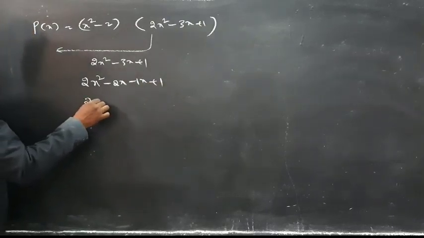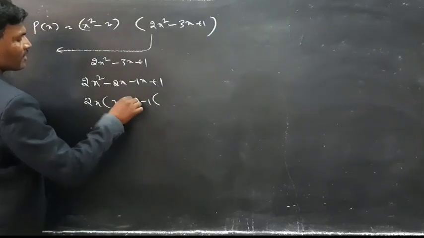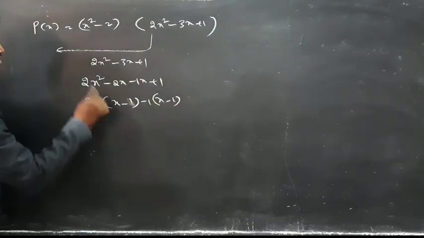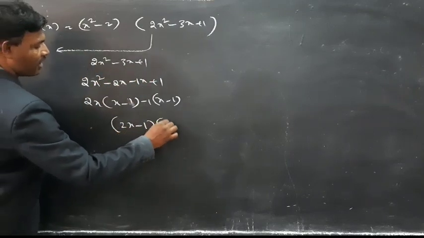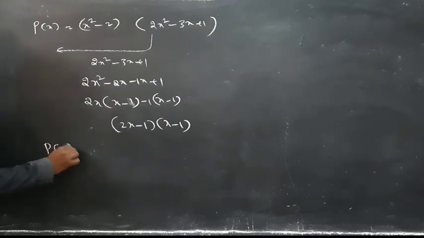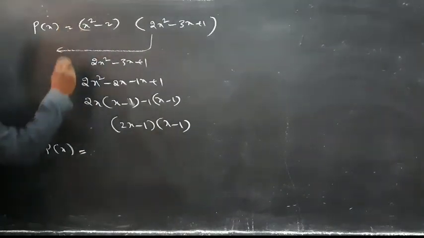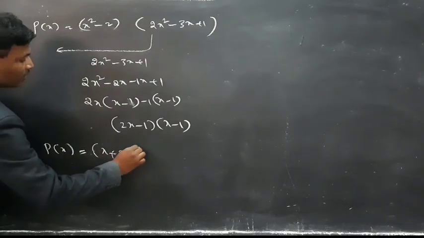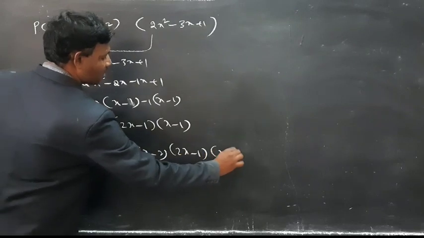Here what is the common? 2x is a common. So remaining x minus 2. Here minus 1 is a common. Remaining x minus 1. So 2x square minus 3x plus 1 is a product of 2x minus 1 and x minus 1. So what we can write here? P of x is equal to x square minus 2 in the form of a plus b into a minus b. So x plus 2 into x minus 2 into 2x minus 1 x minus 1.